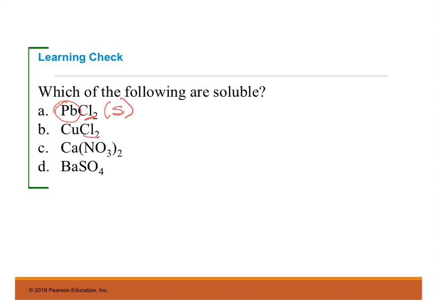All right, again, chlorides are usually soluble. And then is copper one of the exceptions? No. All right, so that is soluble. Nitrate, I remember that. Nitrates are always soluble. Here we go. Now, sulfates are usually soluble, but there are some exceptions. And the more common exceptions would be barium and strontium. So that, again, is not soluble because of the barium there.